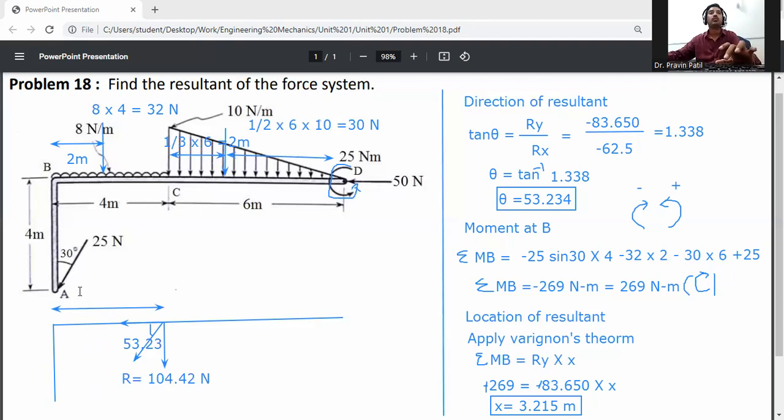Now the X distance: X is equal to 3.215 meter. This is the location of the resultant from point B. Since we took moment at B, the X distance is measured from B. X is equal to 3.215 meter. This is your final answer.